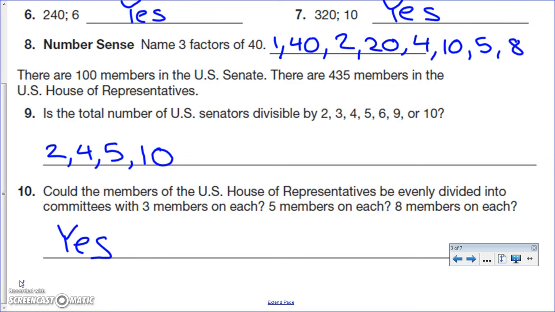Next, we have to check 5 members each. We know it ends in a 5, so yes, it's also divisible by 5. Finally, we need to check and see if it's divisible evenly by 8 members each. And in this case, 8 is not going to go in evenly. But because there's not a specific test, we do actually have to show the division on this one.